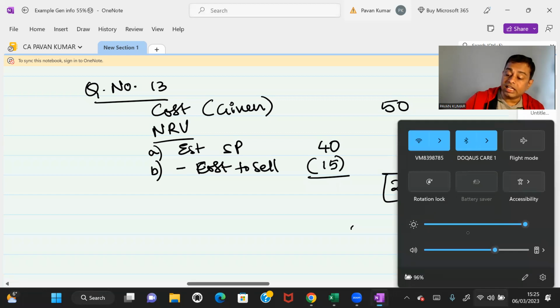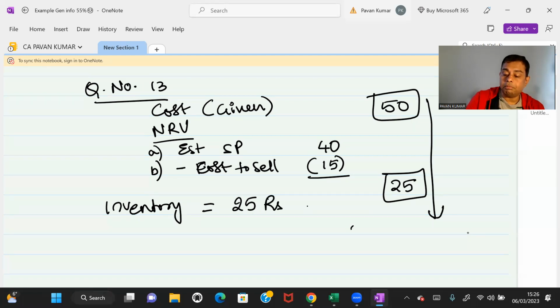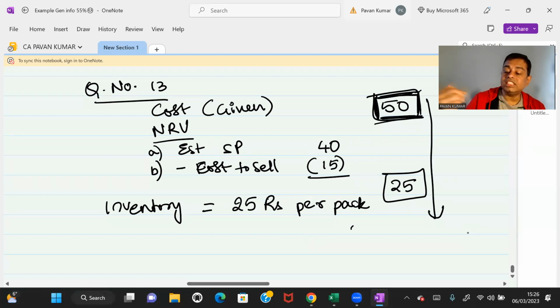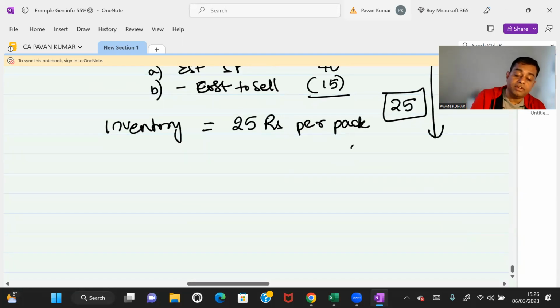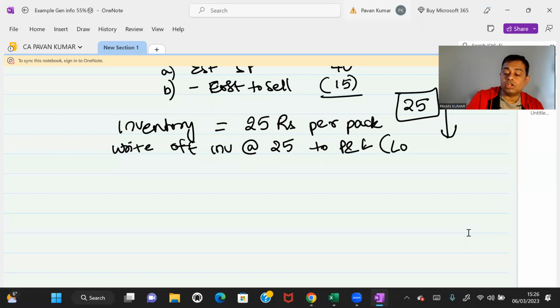Now you tell me, cost or net realizable value, whichever is lower, how much? 25. So inventory value is equal to 25 rupees per pack. But Pavan sir, in our books already 50 is there. Cost is 50. What to do? Write it off. Because inventory value is only 25, inventory to be written down. Write off inventory at 25 to P&L as loss. This is loss. Write down of inventory, we call it. That's all.